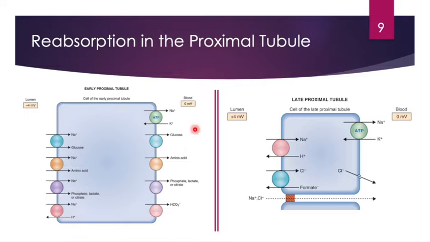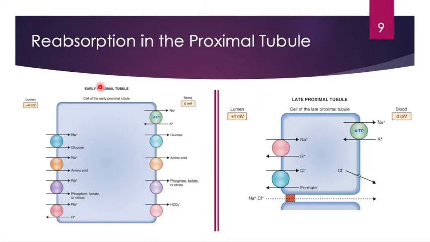Reabsorption process in the proximal tubule occurs mainly via active processes, either primary or secondary active transport. Reabsorption process is quite different in the early and late proximal tubule. So this is the cell of proximal tubule. This is the lumen, meaning that this is the luminal membrane. And this is the blood in the peritubular capillary, meaning this is basolateral membrane.